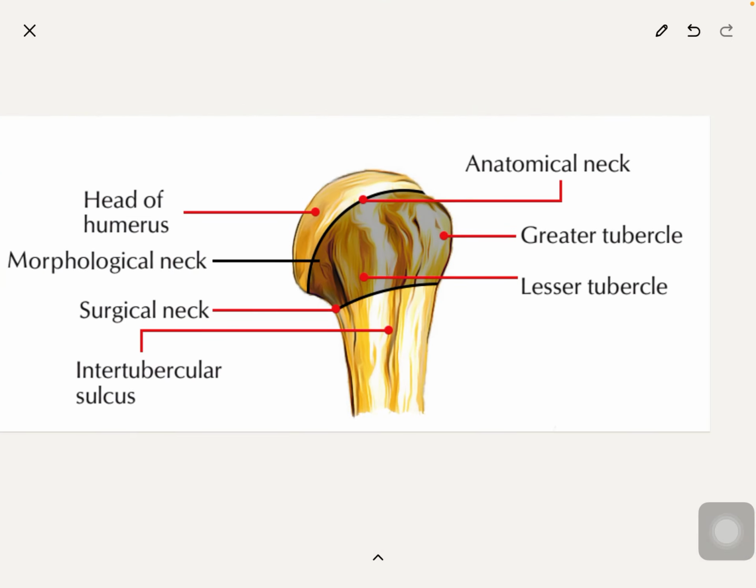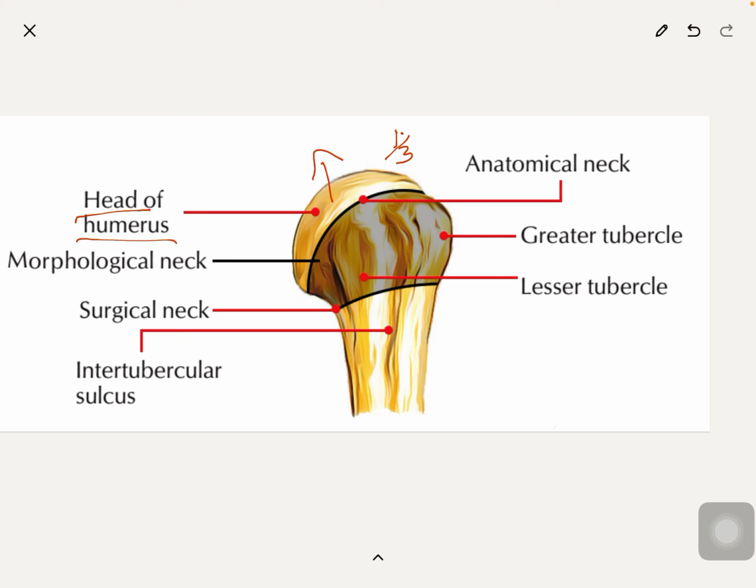So this is the upper end of the humerus. The head, if you see, this part is the head of the humerus, which is the articular part. It is spheroidal, about one third of a sphere. It articulates with the glenoid cavity to form the shoulder joint. The shoulder joint you will see in detail in the next dissections, so that part I will not cover now.